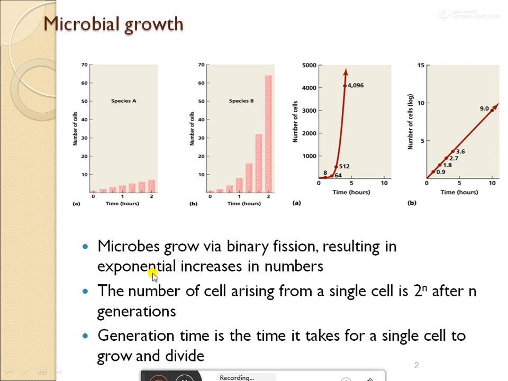So here we can see this is species A, this is species B. Species A grows from here to here. These are the number of cells and the time, the number of cells and the time required for the growth of cells.